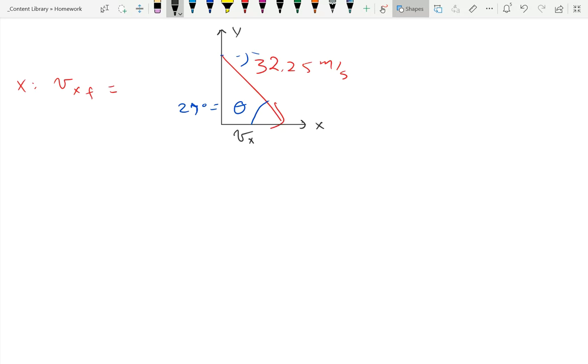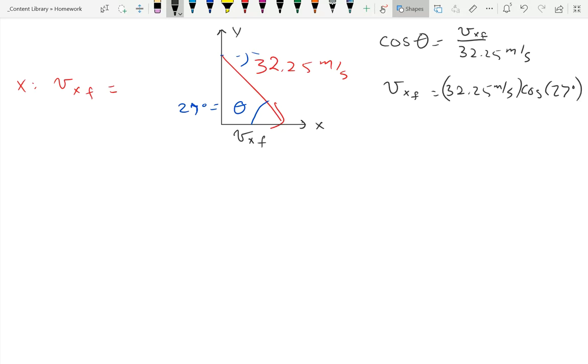Remember, for a right triangle, which is the only kind of triangle that has a hypotenuse, the hypotenuse is the longest side, also known as the side opposite the right angle. So once again, going with what David said, cosine theta is equal to adjacent, which is Vx, over hypotenuse, which is my 32.25 meters per second. And so Vx, and I should have put Vx final, even though Vx is constant, is 32.25 meters per second times cosine of 27 degrees. I'm not going to worry about calculating that because everyone has different numbers anyhow.